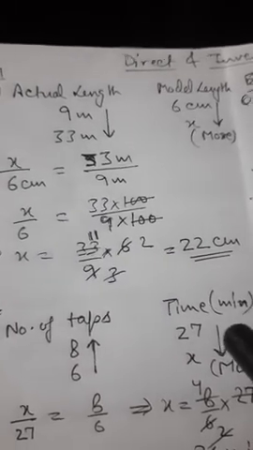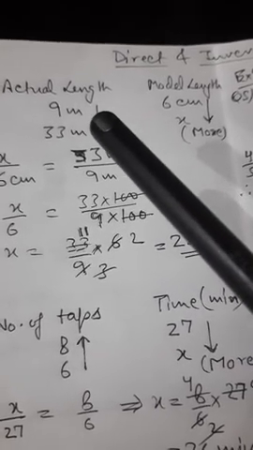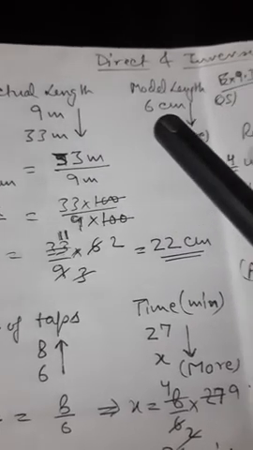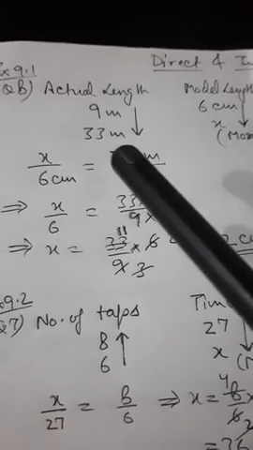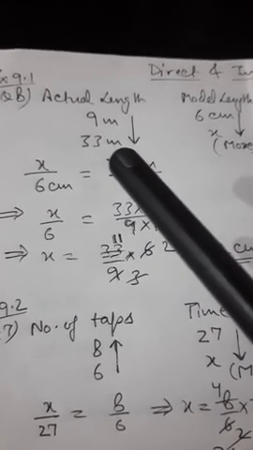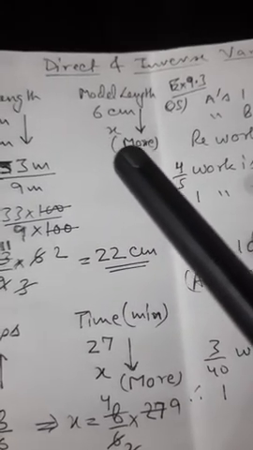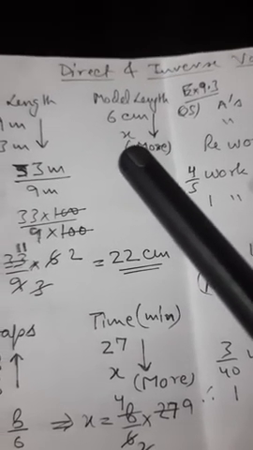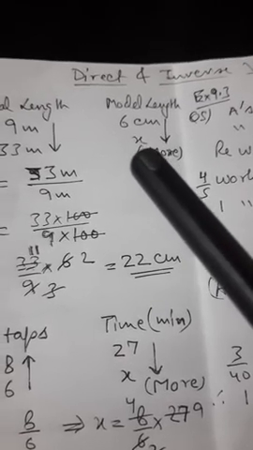Here in this question, the question says when the length of the flagstaff is 9 meter, in the model its length is 6 centimeter. If the actual length of the ship is 33 meter, then what would be the length of the ship in the model? So let us take the length of the ship in the model as x.